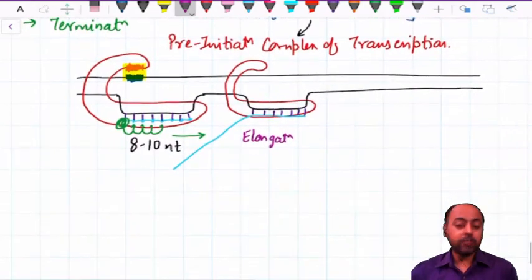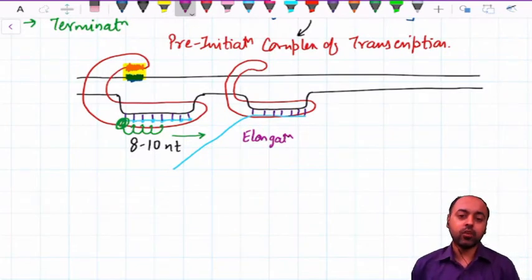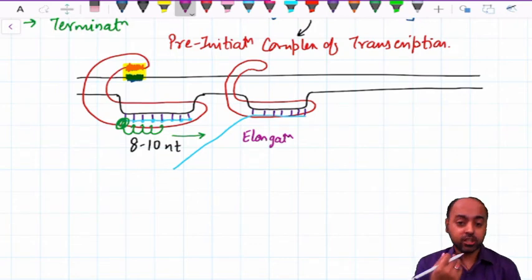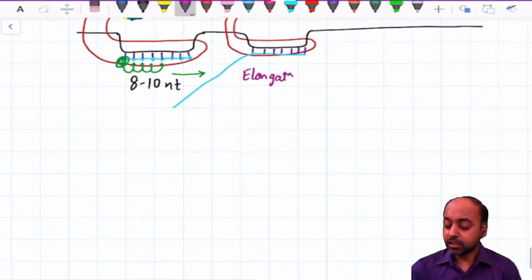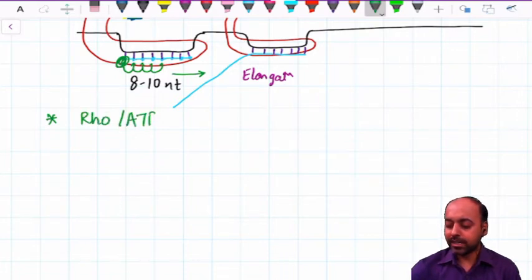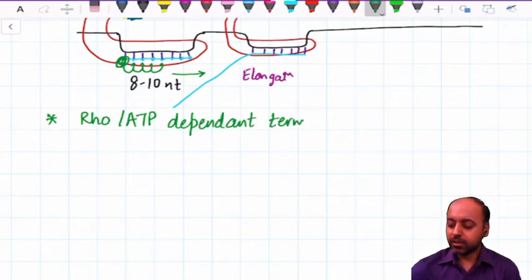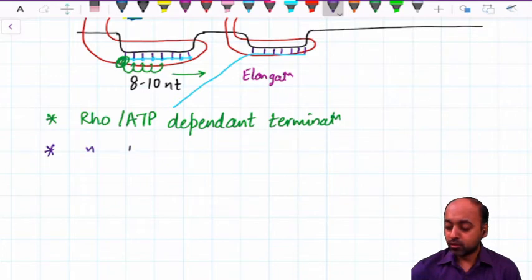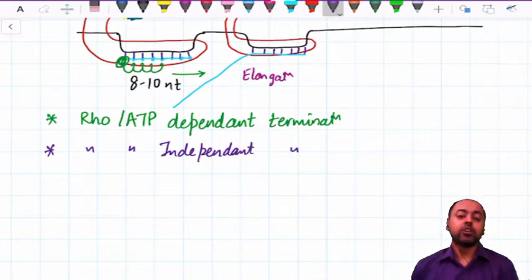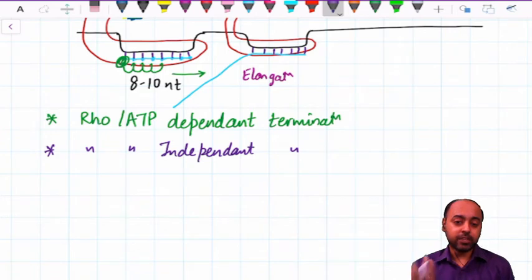Now the termination can occur in two ways. The elongation will continue until one of the two conditions required for termination is fulfilled. Termination can occur in one of the two possible ways. First is rho or ATP dependent termination, and the second one is obviously rho or ATP independent termination. Alright, so for both of the termination processes, special conditions have to be fulfilled before the termination can occur.